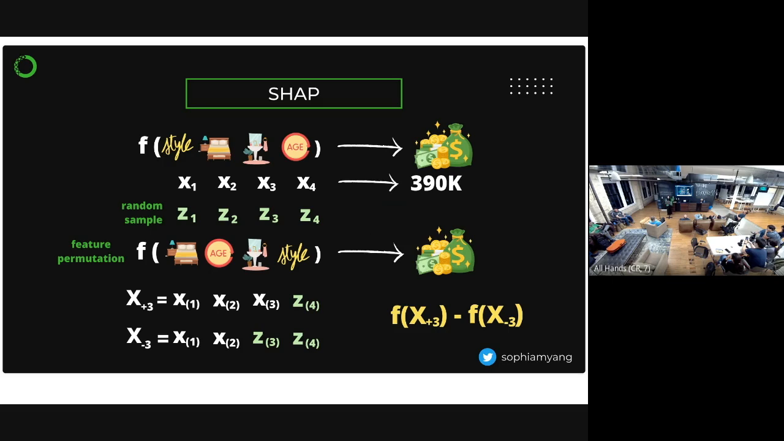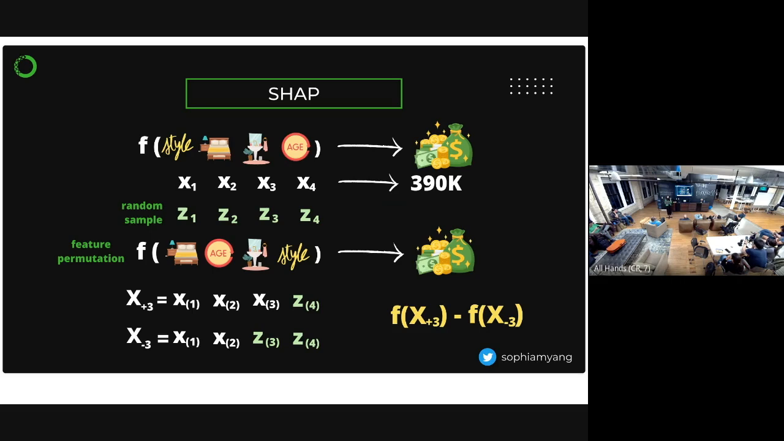So for example, if we have 4 features predicting housing price: the house style, number of bedrooms, number of bathrooms, and house age, and we have this instance, x1, x2, x3, x4, predicting the house price of 330K. We want to understand why this instance gets predicted 380K, 390K, and what's the attribution, the Shapley value, of, for example, number of bathrooms.